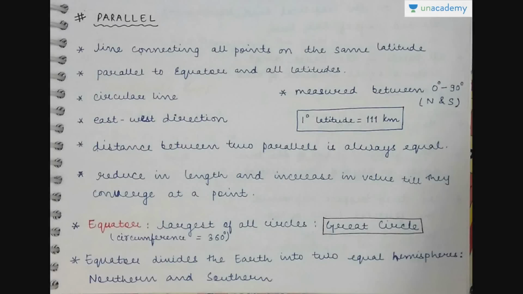Now, the equator is the largest of all circles. It is also known as the great circle because it covers a circumference of 360 degree, the entire circle, and it divides the earth into two equal hemispheres. What is a hemisphere? When a sphere, a circle kind of thing in 3D structure, is divided into half, hemi is half, northern and southern.